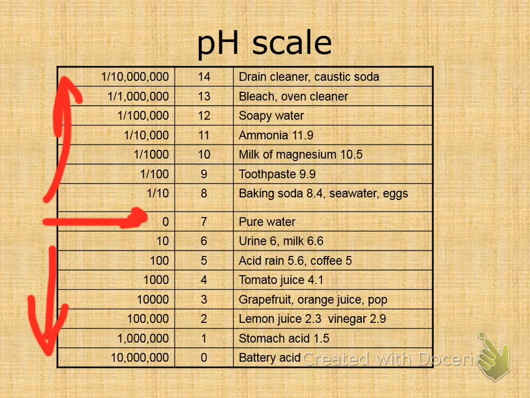Milk of magnesia is what you drink when you go to the hospital, and make sure that you have to go to the bathroom. This will flush you out. It irritates your gut, and it's basic at about 10. Ammonia, the stuff that you clean up oil with, that's 11. Soapy water that you wash your hands with is 12. You know, you always see this antibacterial soap.